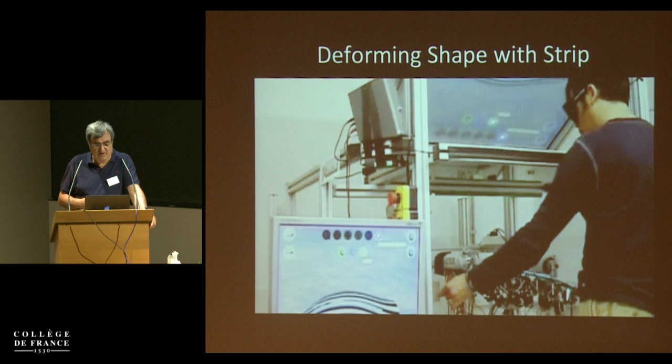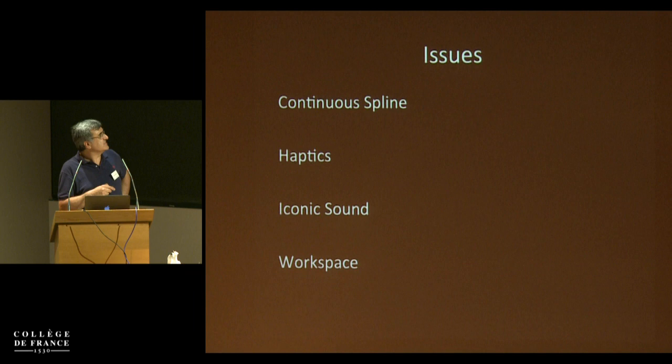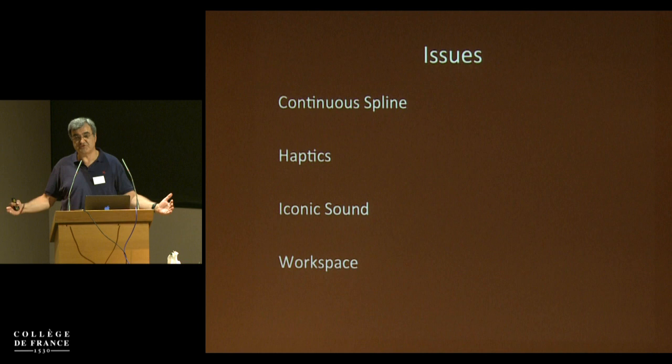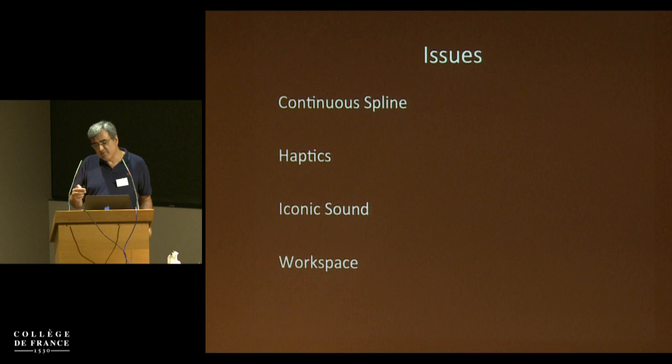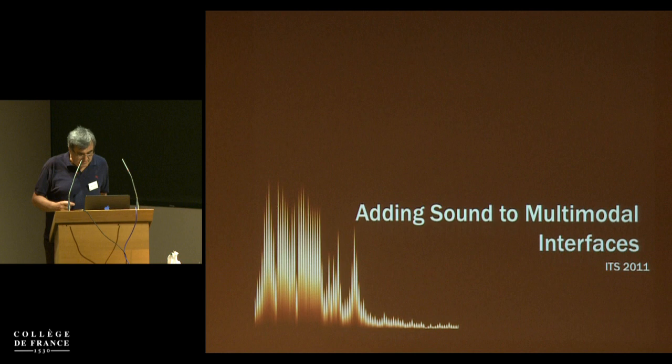Of course, the problem here is that this is a continuous spline. Haptics has to be done. We have to resort to iconic sounds when you want to transmit information that's not continuously mapping to the shape of the strip. And of course, the issue of the workspace: you're limited to whatever length of strip you chose. We used a 60 centimeter strip with six motors. Maybe you could use more motors with some more technology. I have two more things to show you.